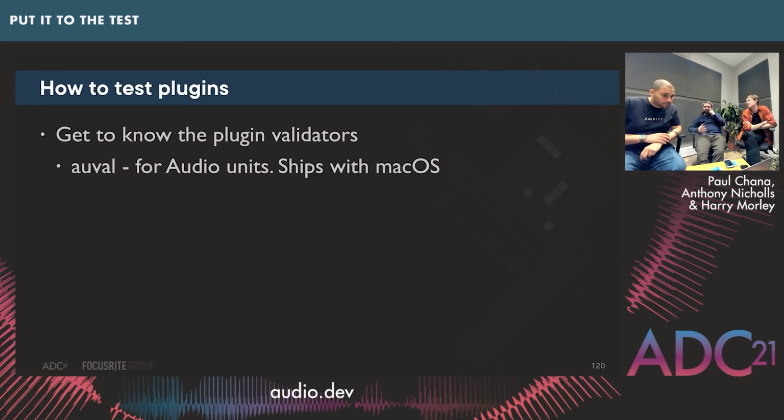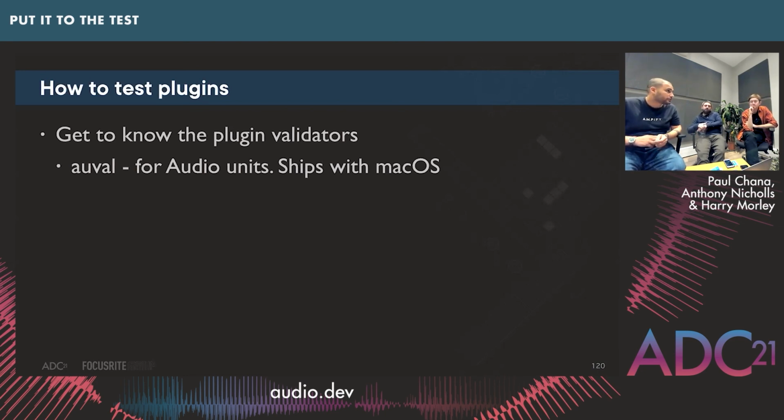One thing to warn about with AUVal on modern machines is that you're either going to need to disable SIP, the system integrity protection, or you can just move AUVal into a different location. Just take the executable and copy it somewhere else, and then you can run it. Otherwise, Xcode won't let you run it. Yeah, it's a single binary.